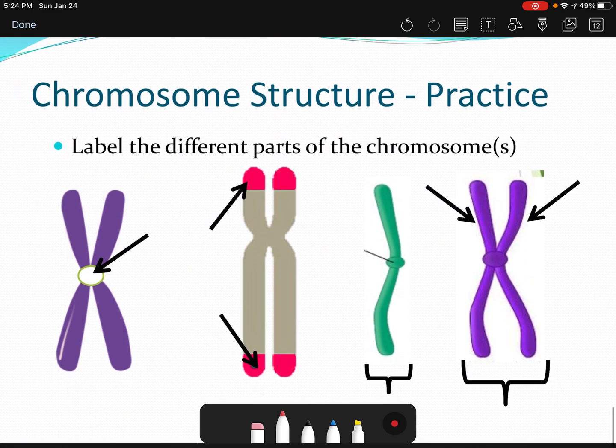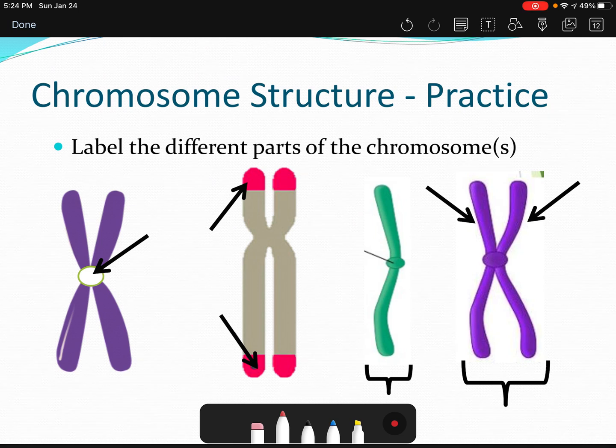All right, let's look at chromosome structure then. Remember, the center part right here that holds two chromatids together is called a centromere. The tips of the chromosomes at both ends here are the telomeres. Okay, this right here is considered an unreplicated chromosome. And this right here is a replicated chromosome.